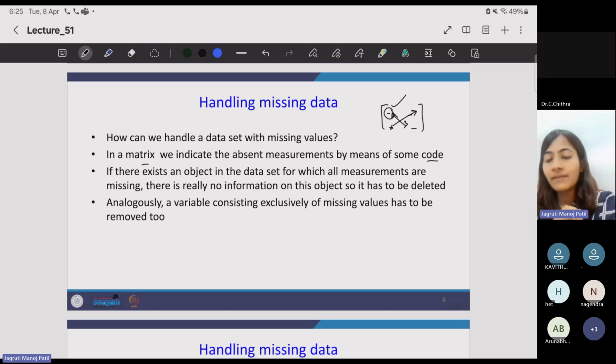But let's say you don't have any method, you don't have any information about the data that was there, or you don't have any prior data on how it actually would be. Then what you can simply do is directly delete that particular point, do not consider that point in your measurements, and simply let it be. So that is why a variable that is missing will have to be removed too. So you directly exclude it from your data analysis. Do not consider that variable.